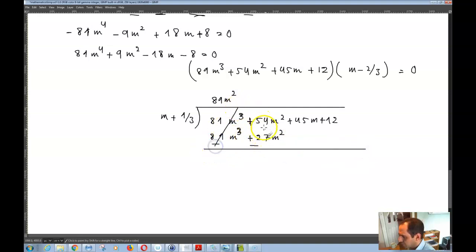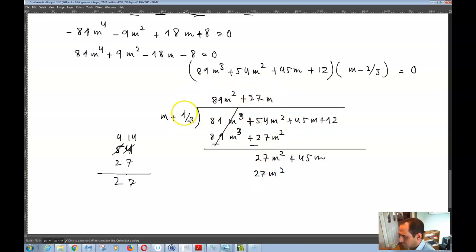Subtract, so you get 54 minus 27, which is equal to 27m squared plus 45m. Now you have plus 27m, so 27m times m is equal to 27m squared, and 27 divided by 3 is equal to 9m plus 9m.